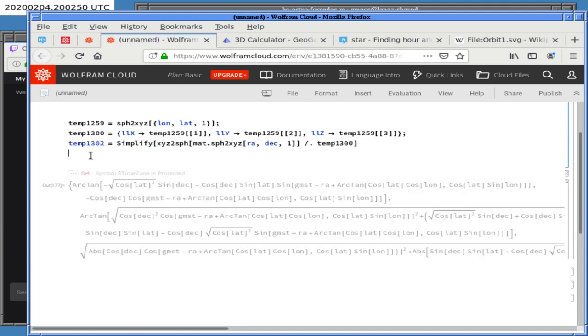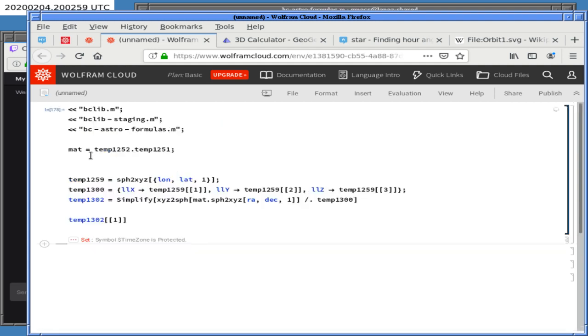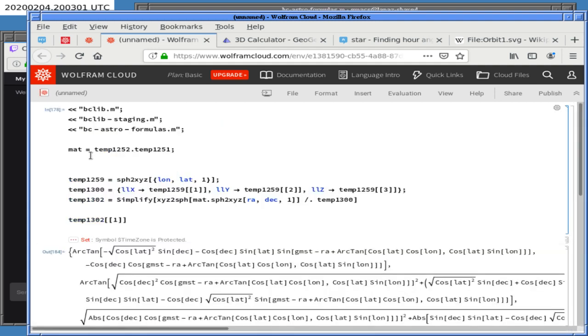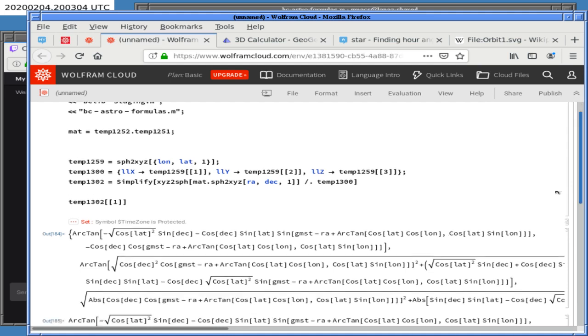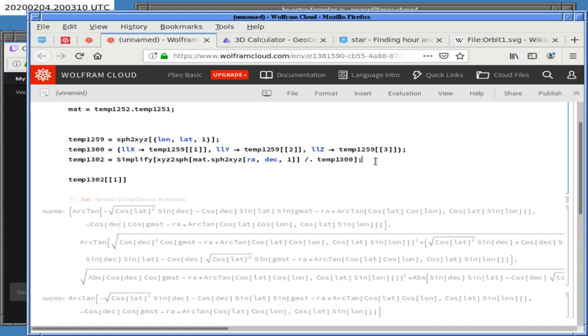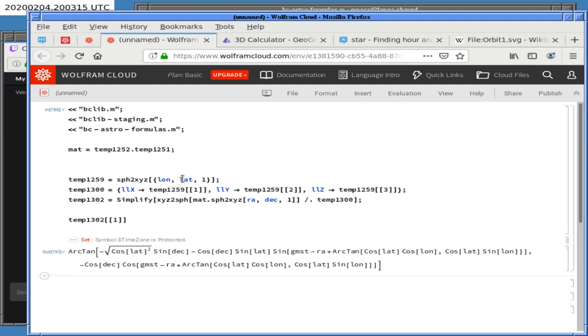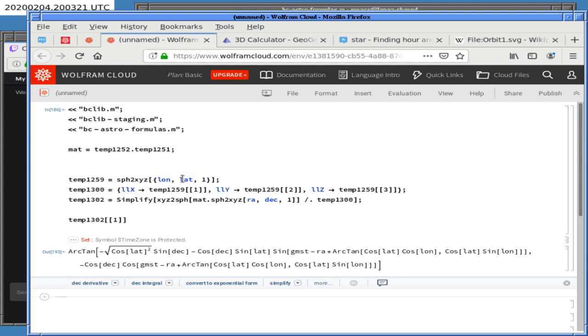So now, let's just look at the azimuth, which is this. And this is the azimuth in spherical terms. Yeah, that's not looking too good. Hang on. Actually, that doesn't look too bad. It's a little bit weird because cosine lat squared should be cosine lat because we know everything here is... We probably need to add some conditions.